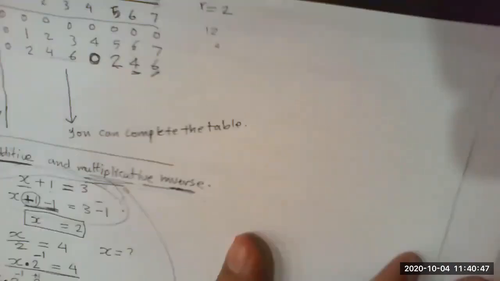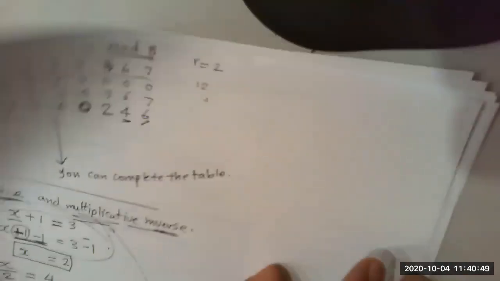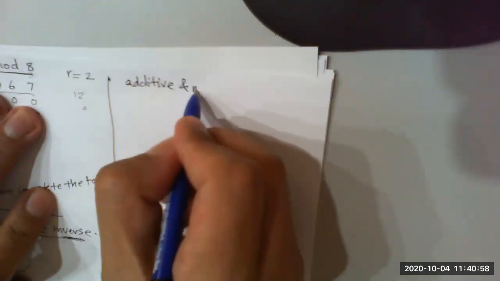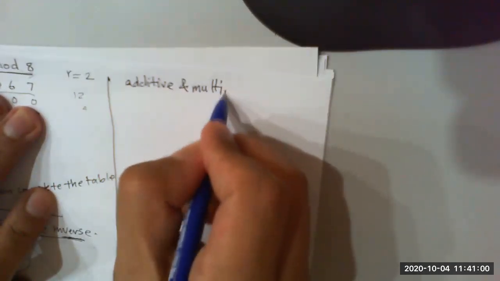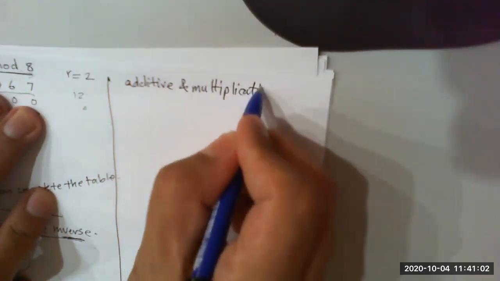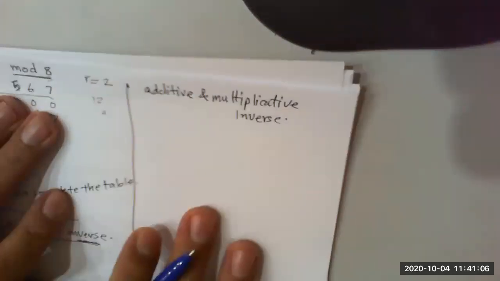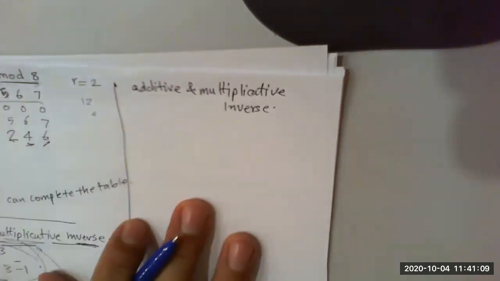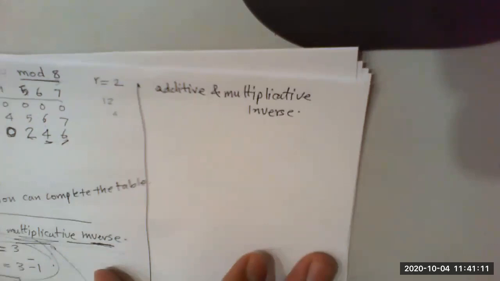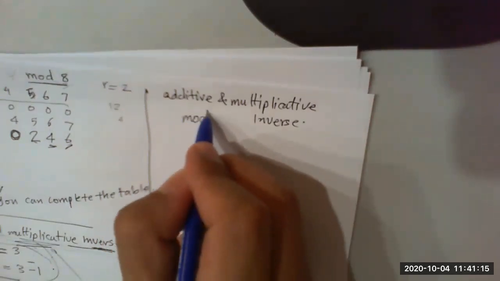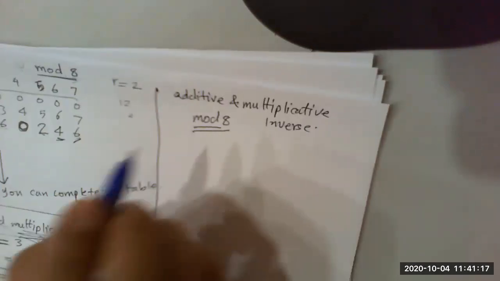What I'm doing right now is to have the same thing for modulus arithmetic. I want to have additive and multiplicative inverse. Okay, let's say for modulo 8. Just an example, I take modulo 8.